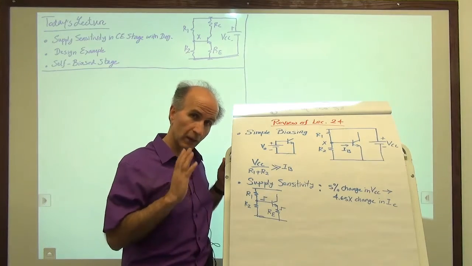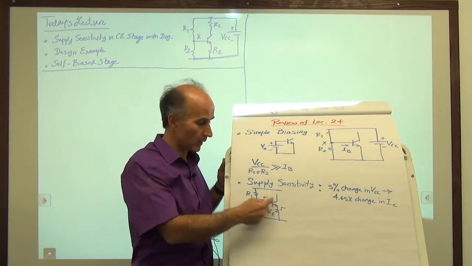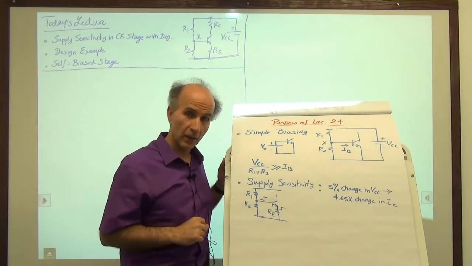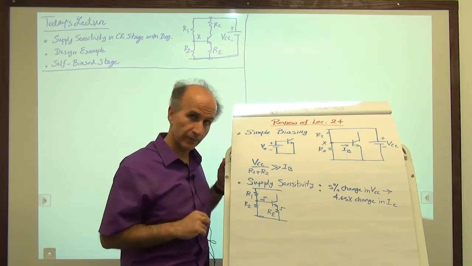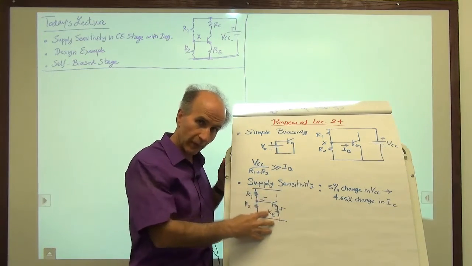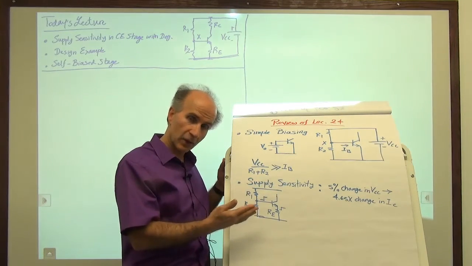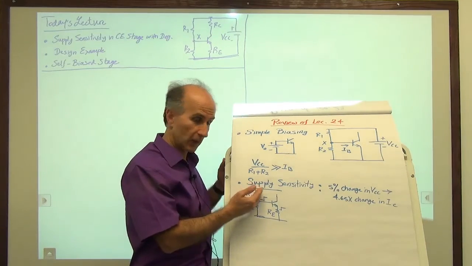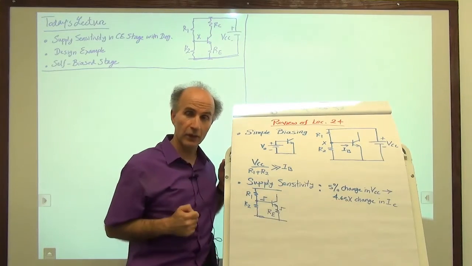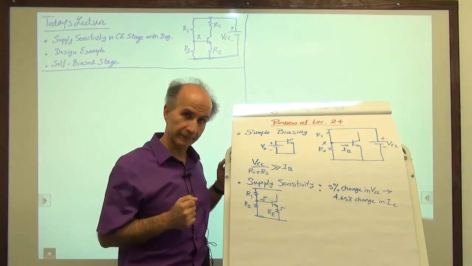So intuitively, we think that having this resistor here helps with reducing the sensitivity to the supply voltage. So today we'll try to quantify this effect and see exactly how and under what conditions we have less sensitivity to supply, meaning we don't get so much current variation when the supply goes up by, for example, 5%.